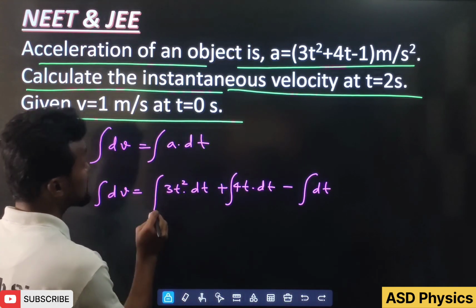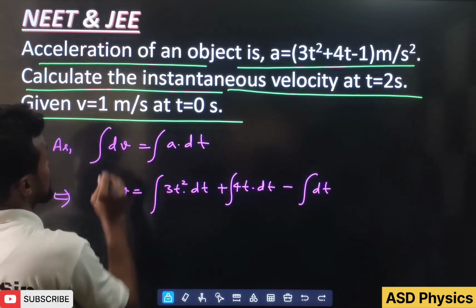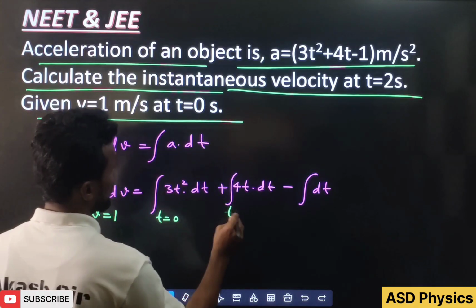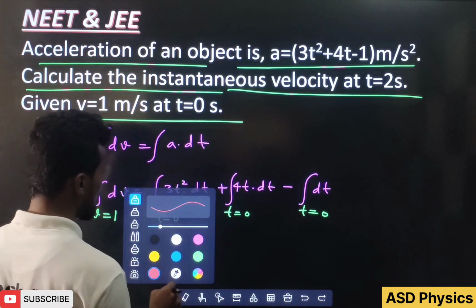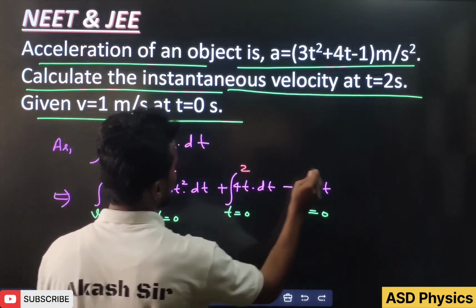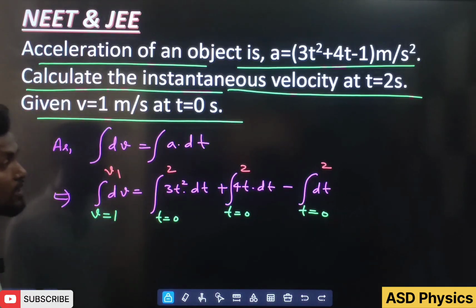Now, limits please. Lower limit, the initial condition: v equal to 1, then time is 0. And upper limit, students, kindly see here. At which time are they asking? They are asking at t equal to 2 seconds. So 2, 2, 2. And here it will come v1. Kindly see very well.